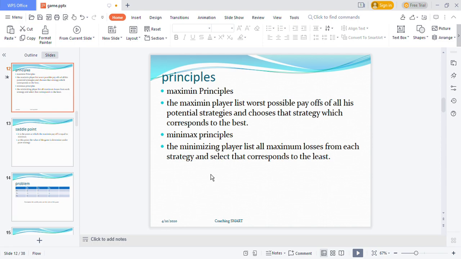And this is how, in a pure strategy, the Maximin principle and the Minimax principle will be used. For this purpose, it becomes easy to determine the value of the game. So the Maximin principle and the Minimax principle will help in the determination of the value of the game.